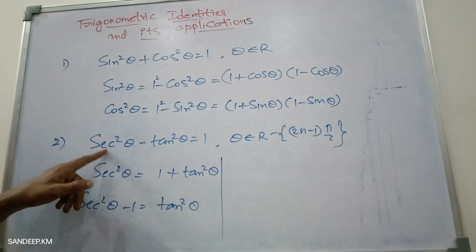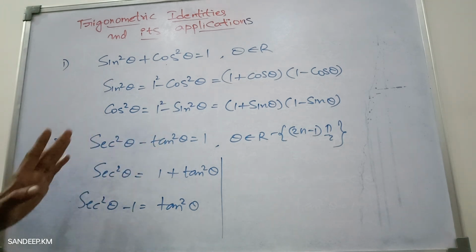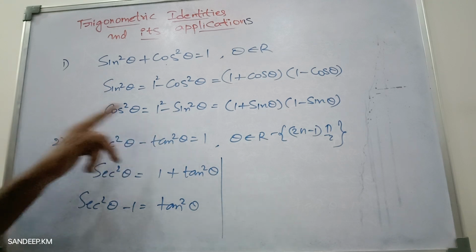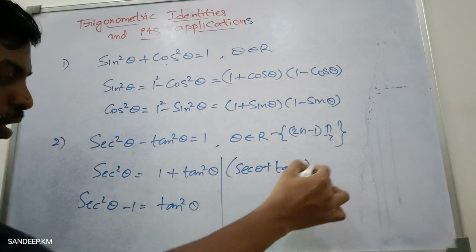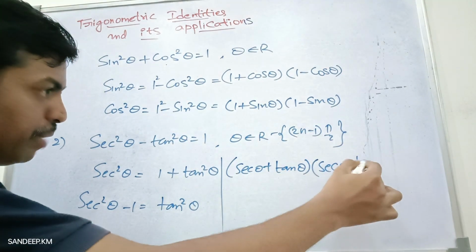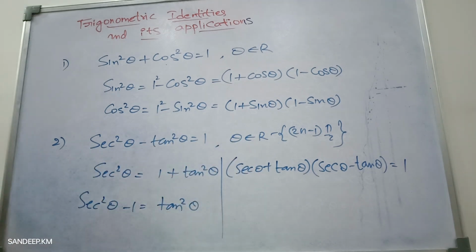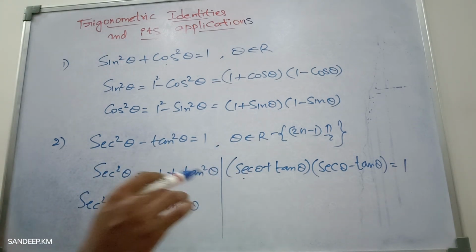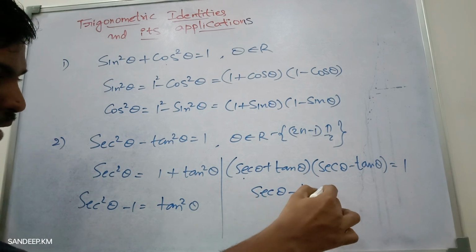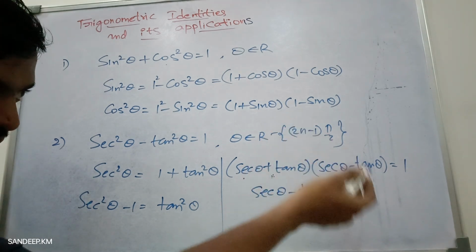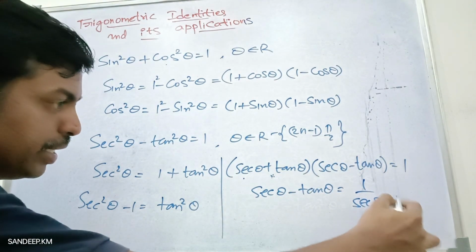Dear students, sec square theta minus tan square theta is in the form of a square minus b square. Correct or not? And a square minus b square, if you factorize, what do you get? A plus b into a minus b. Right side 1 as it is. We will use this particular thing in problems. So from this I can say that sec theta minus tan theta is equal to, if you transpose this to the right side, 1 by sec theta plus tan theta.